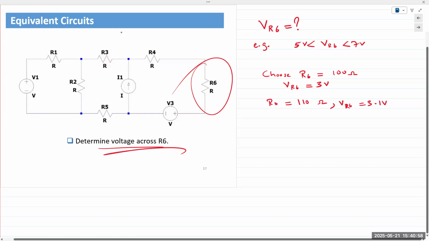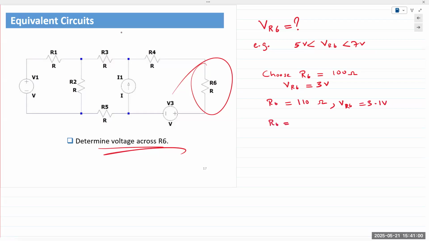So now you go big. You choose another value, let's say 300. And this time your value goes to, let's say, 9 volts. But anyway, the point is you have to perform multiple analyses, multiple calculations to arrive at a single value for R6 that is within your specification range. As an engineer, you're going to keep doing this again and again. Make sense?